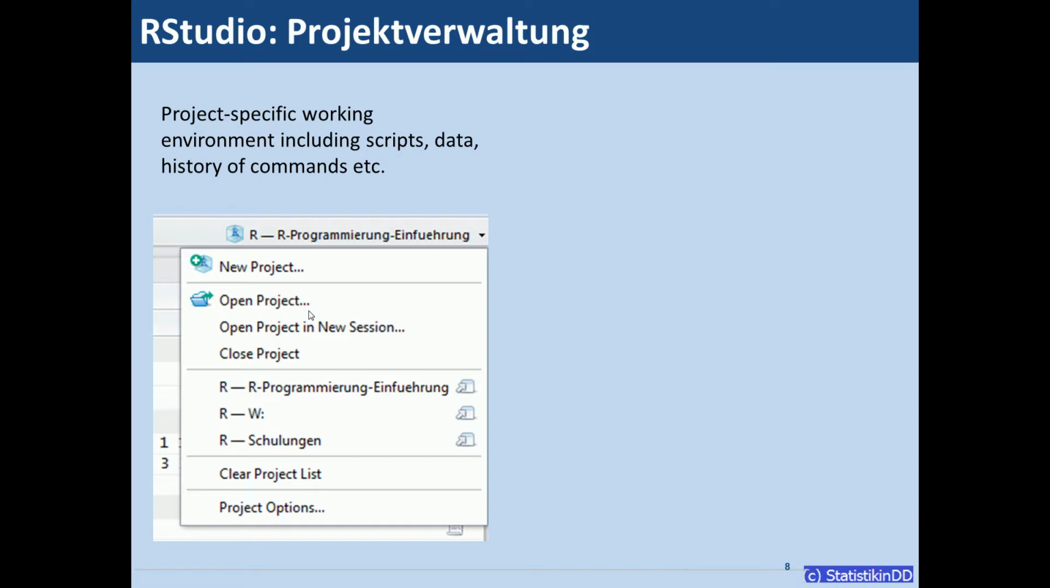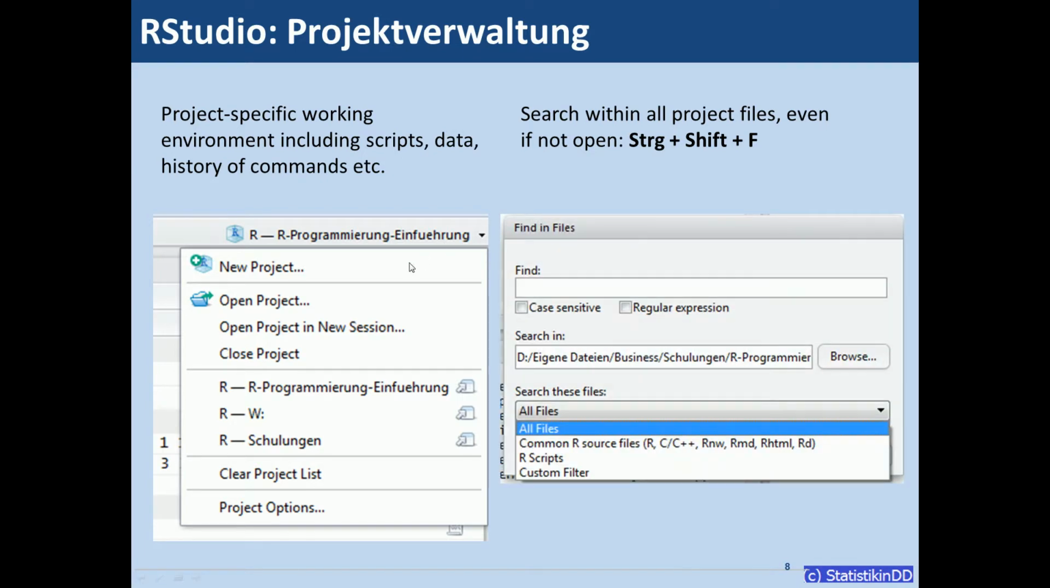What some RStudio users might not know is that there's also a search function to search within all project files, even if these files are not open. And you can do that by pressing Control, Shift, and F. And this is the mask that you get to specify a search.